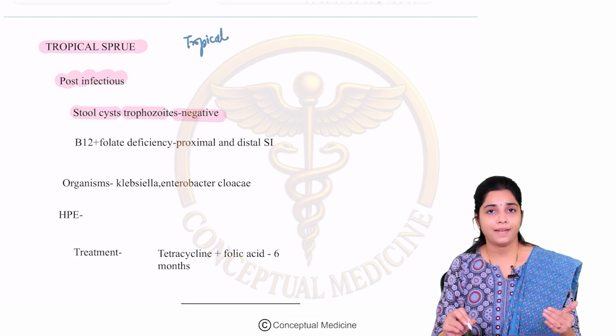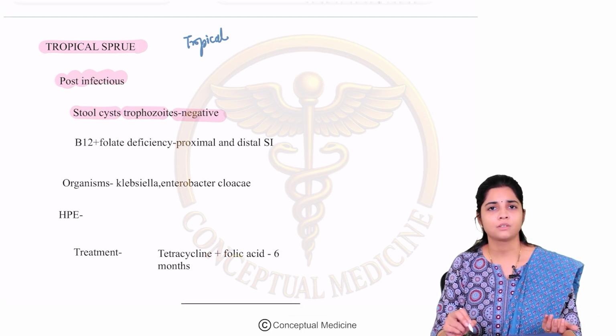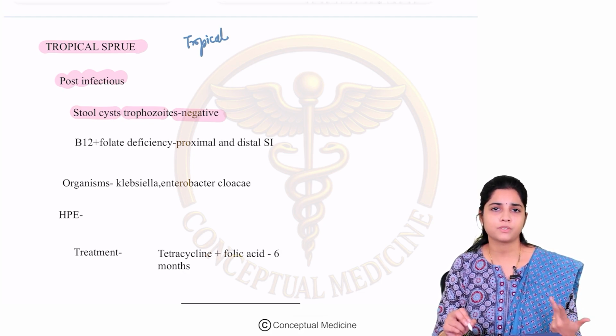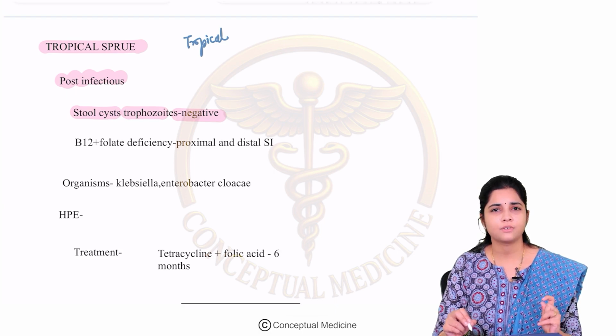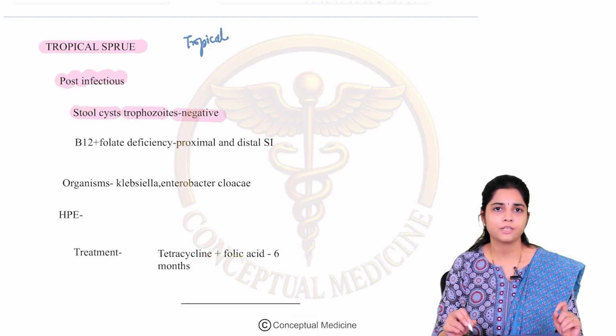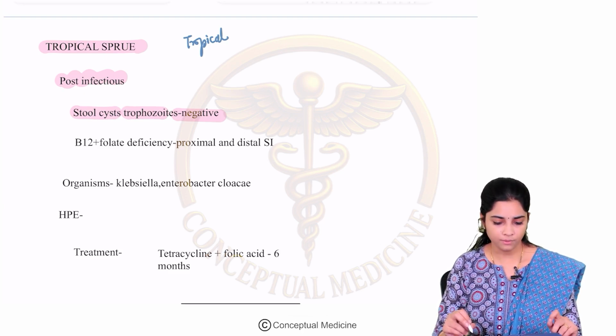So you rule out active infection. There is no active infection, especially in tropical countries. Chronic diarrhea can be due to infective processes like Giardia and so on. Right? So you do a stool for cyst and trophozoite, rule out active infection, and then you can consider the diagnosis of tropical sprue. Okay, right?